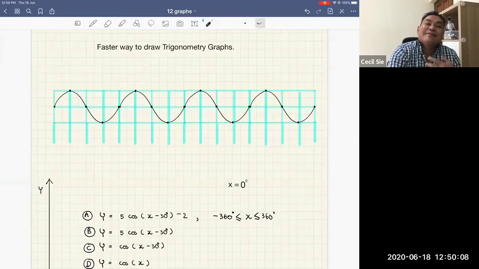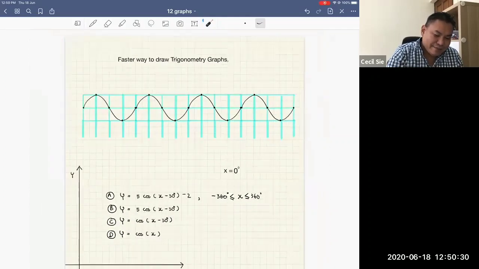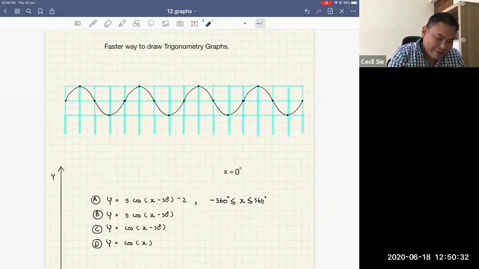In O-level, sometimes they ask you to sketch trigonometry graph. There are many ways to do it. Now, in this video, I want to explain a method that I think is going to be much faster than usual, right? In this video, I'm going to explain about sine or cosine graph only, right?